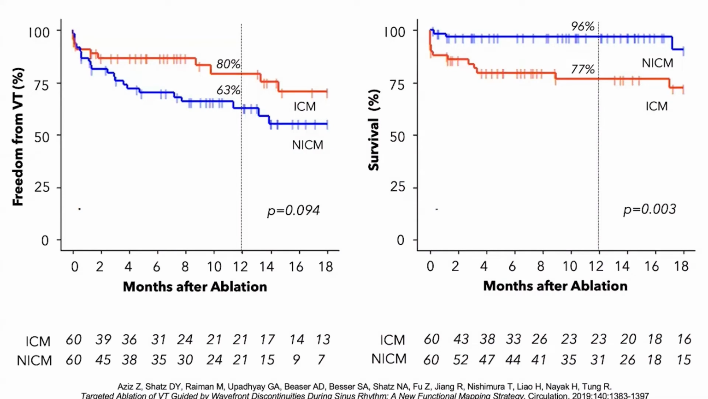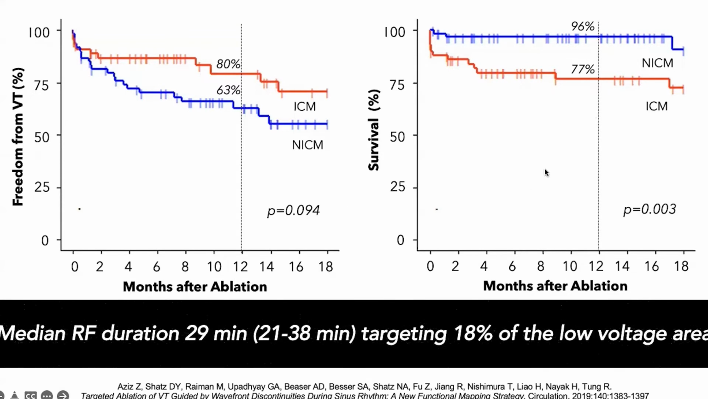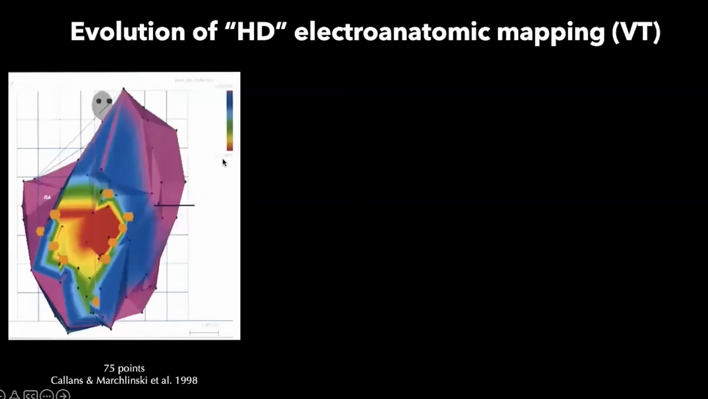Our outcomes were quite good for VT. Scar VT is typically 50 or 60% success. This was 80% for ischemic, 63% for non-ischemics at 1 year. And mortality rates were consistent with previously published, pretty low: 4% in non-ischemics and 23% in ischemic cardiomyopathy. What's most important about this series was that we only ablate less than 1/5 of the entire scar. So this is not complete homogenization, but may be able to achieve similar outcomes with only 29 minutes of total radiofrequency ablation delivered.